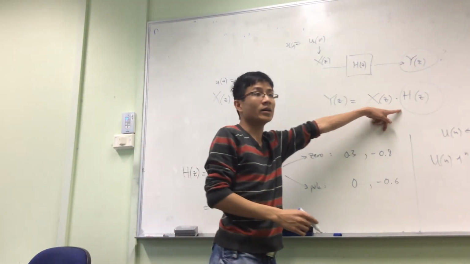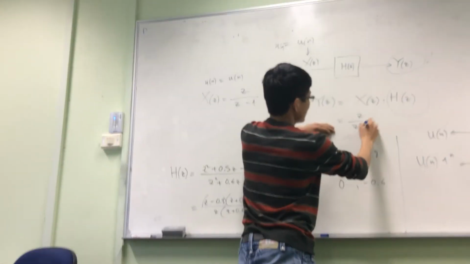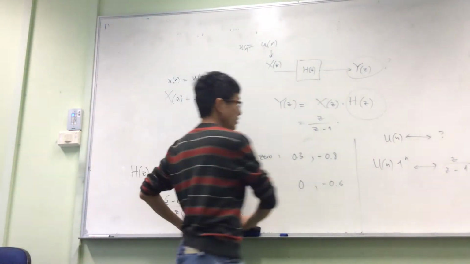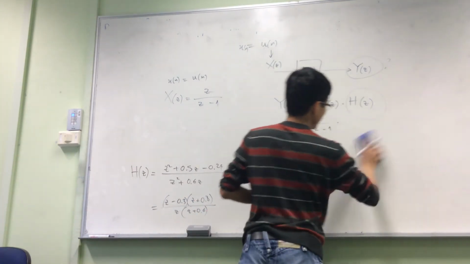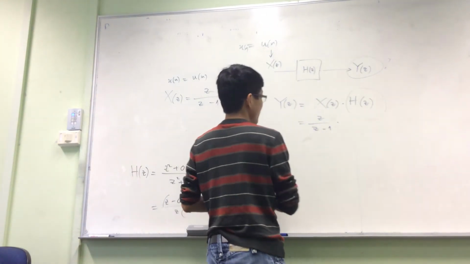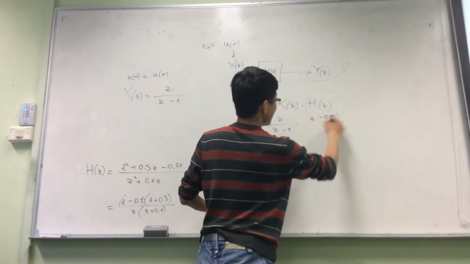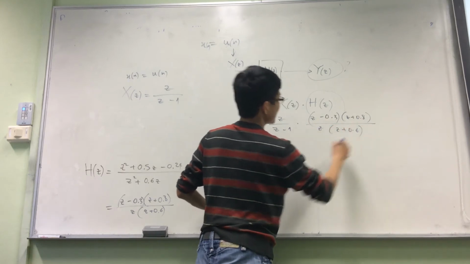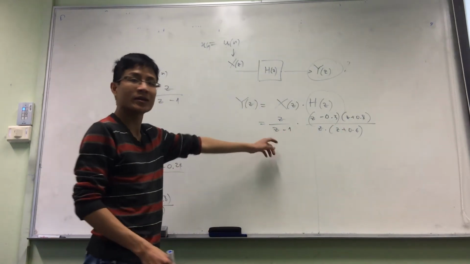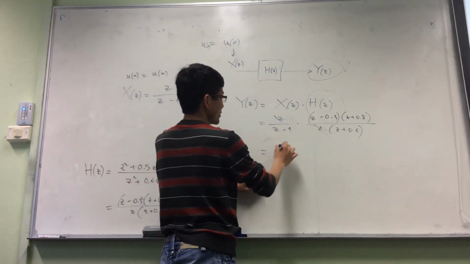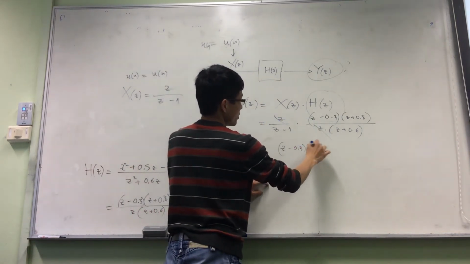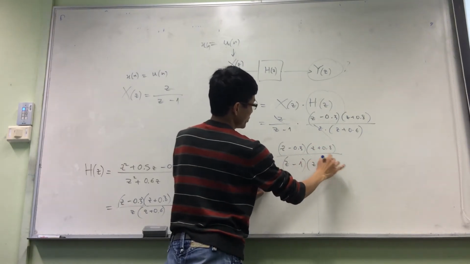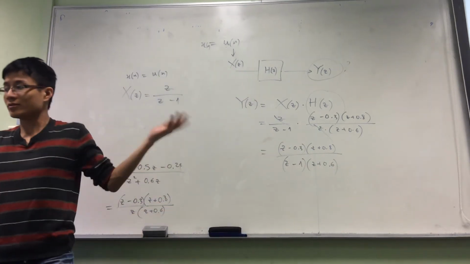And then we just substitute in here. Z over z minus 1 multiplied with the transfer function. So it's simply equal to z minus 0.3, z plus 0.8 divided by z plus 0.6, over z minus 1. This is the output. Good. That's all.